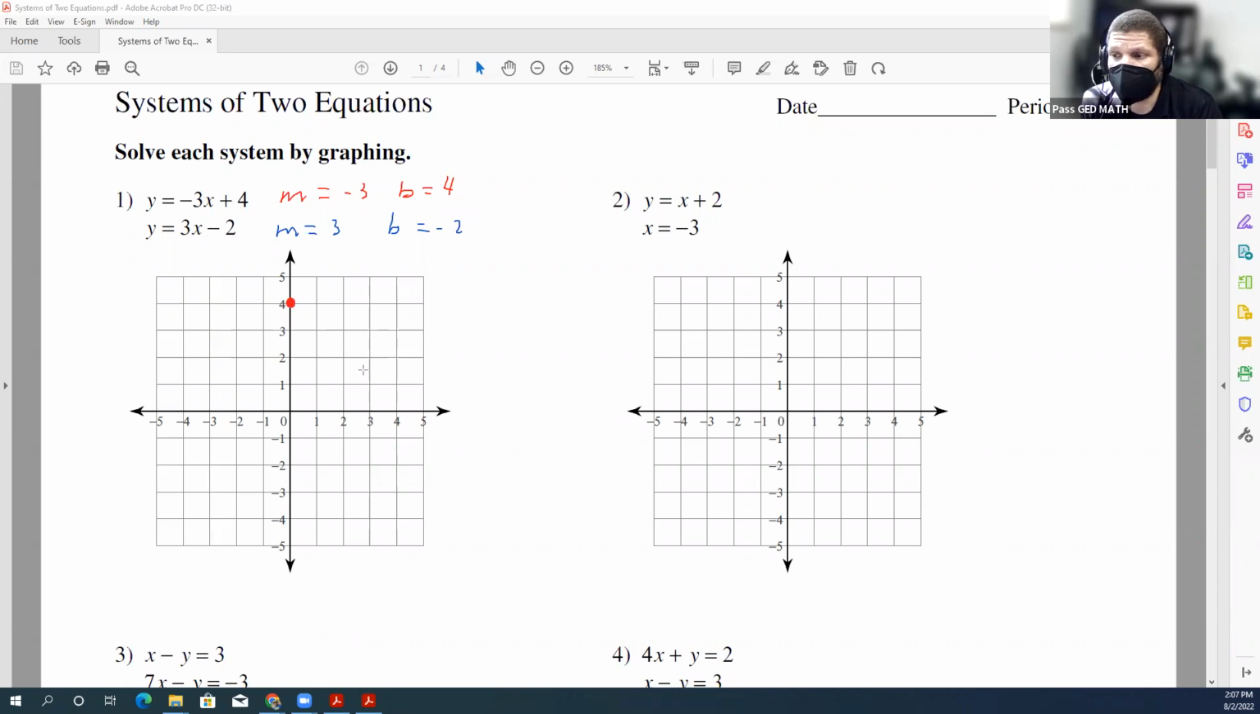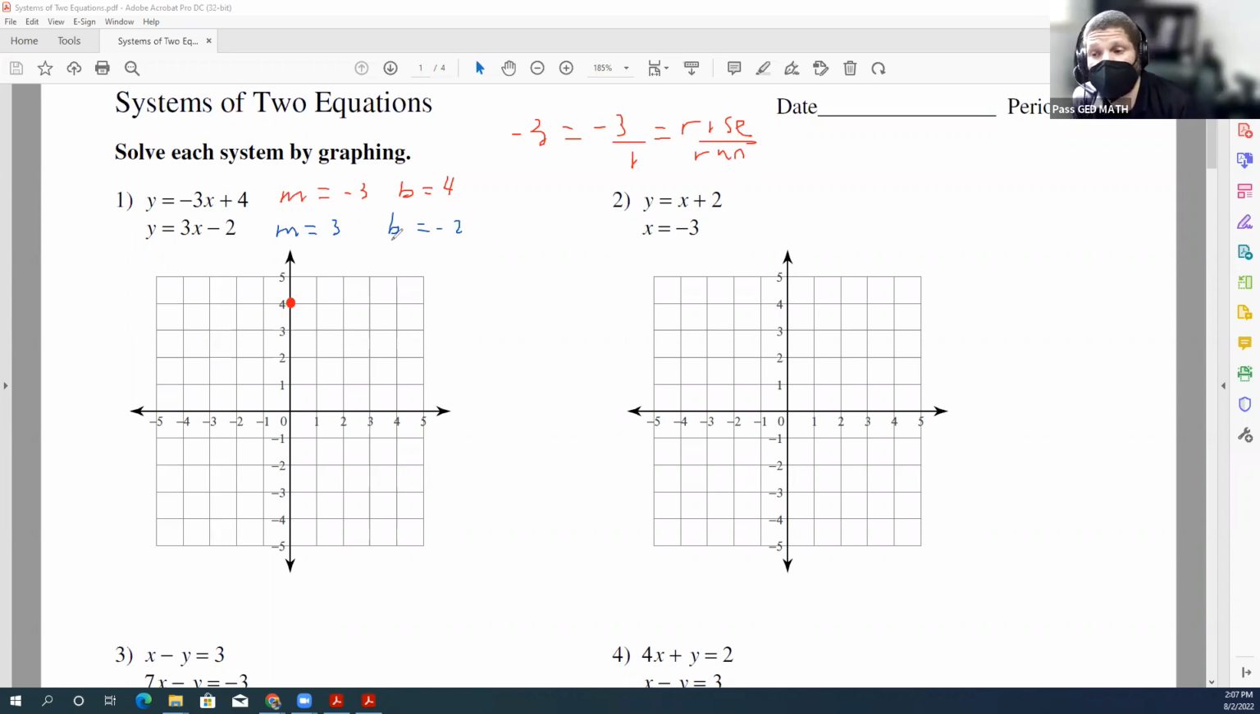So this is where our line crosses the y-axis. That's the definition of the y-intercept, or when x is 0. And then the slope is -3. So what does slope mean? Slope means rise over run. So -3 is the same as -3 over 1. So our rise is -3. Our run is +1. So that means we're going to go down 3 because rise is up or down.